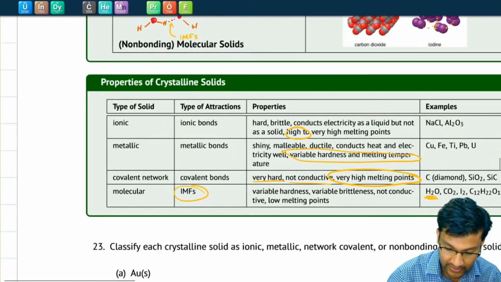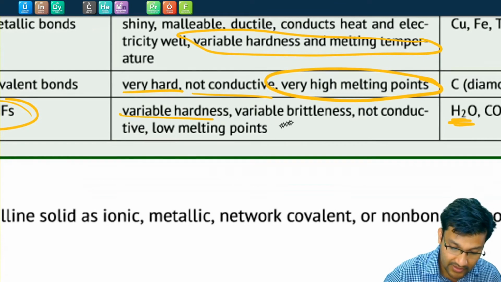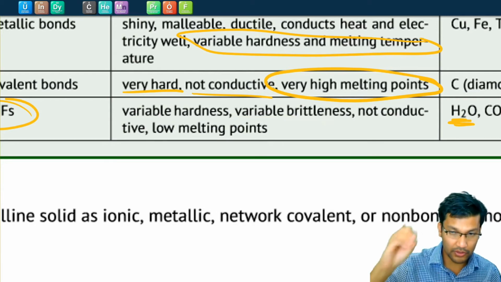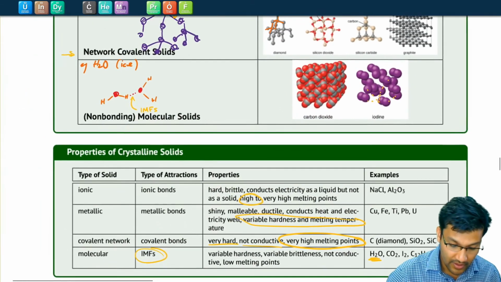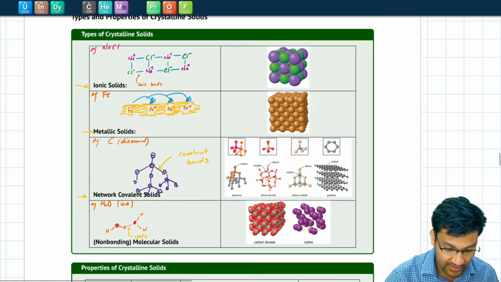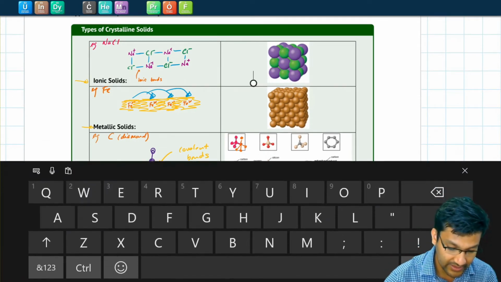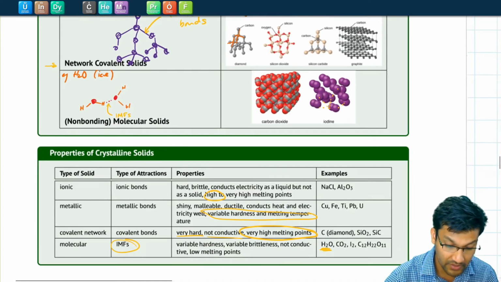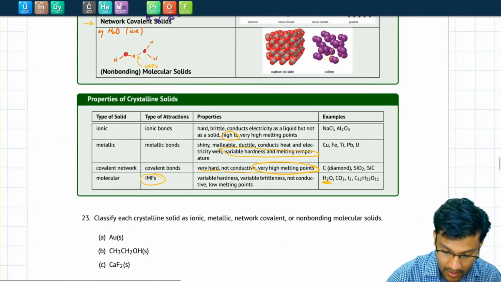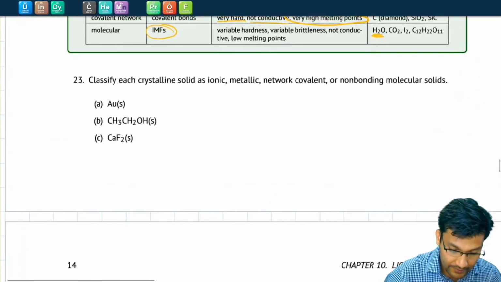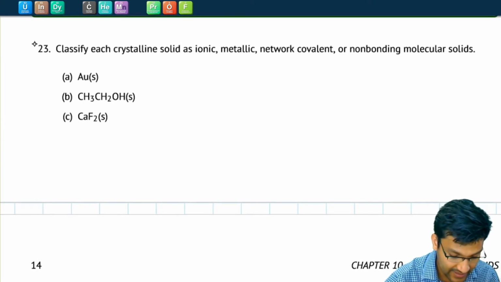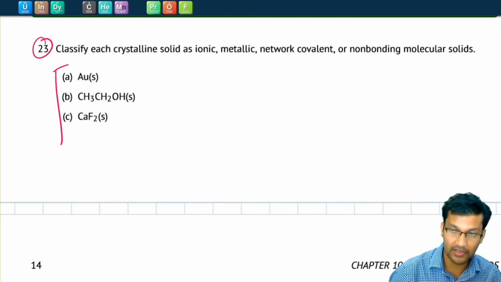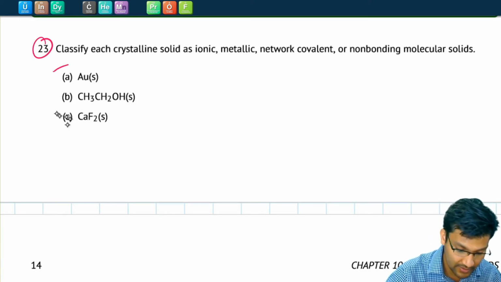Ice has a very low melting point. They have variable hardness, variable brittleness, and they typically don't conduct electricity. They're basically individual molecules held together by intermolecular forces. So those are the four types of crystalline solids that we're going to look at: ionic solids, metallic solids, network covalent solids, and non-bonding molecular solids. All right, so with that, how about you spend some time and try to classify each of these three as either ionic, metallic, network covalent, or non-bonding molecular solids.